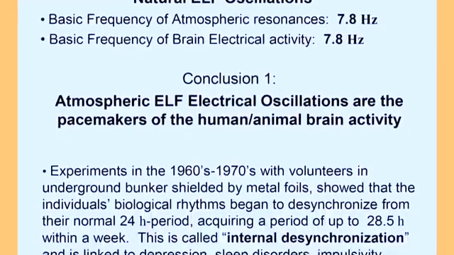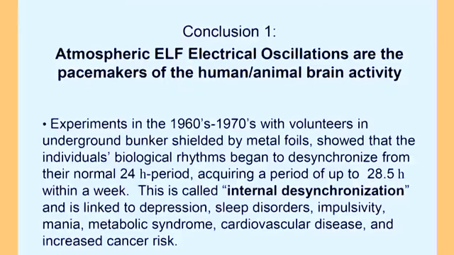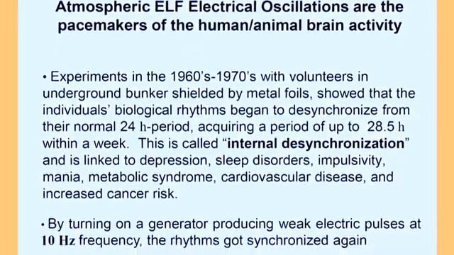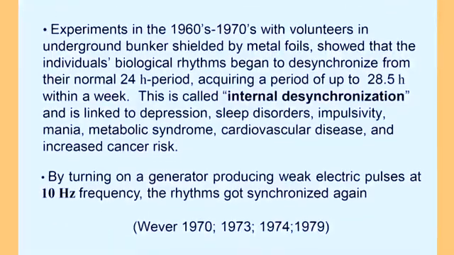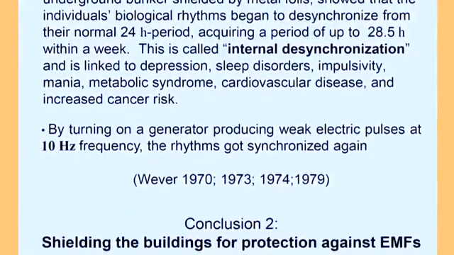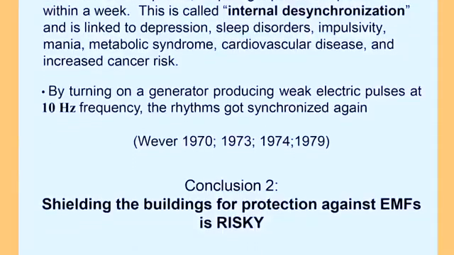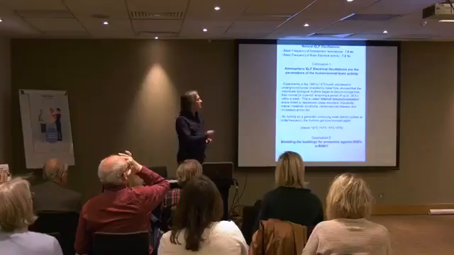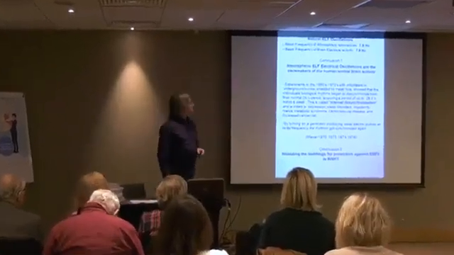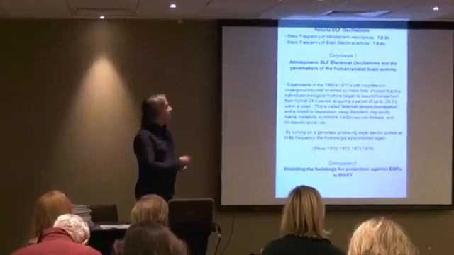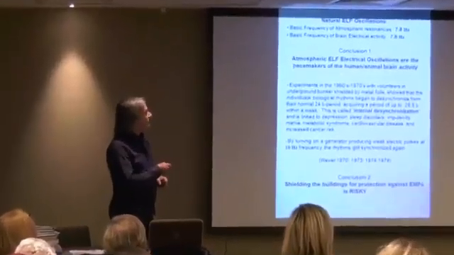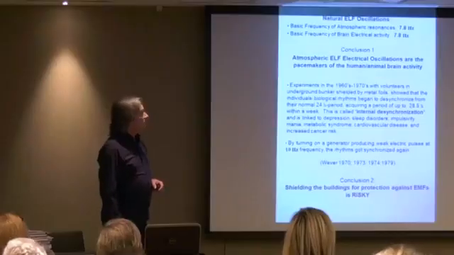And amazingly, the basic frequency of the alpha rhythms of our brain oscillations is exactly 7.8 Hertz. Is this a coincidence? Of course not. What this fact teaches is that the atmospheric ELF electrical oscillations are the pacemakers of the human and animal in general brain activity. Our biological clocks, our biological rhythms are attuned by the natural electromagnetic oscillation.